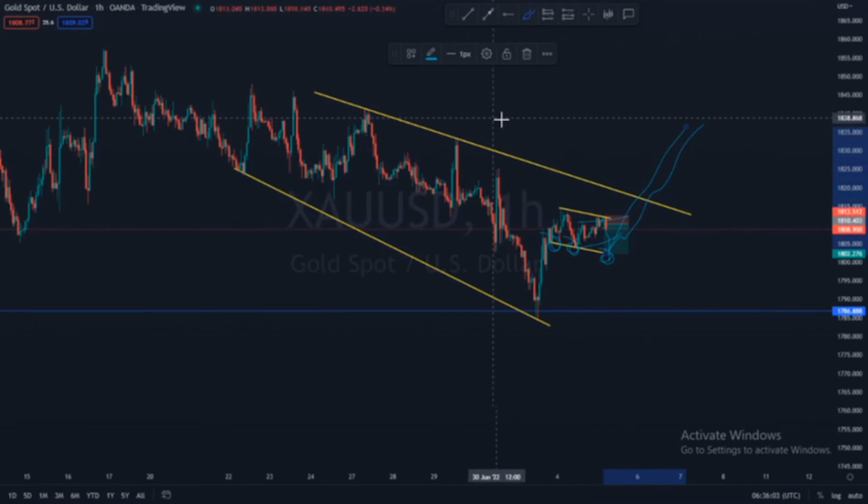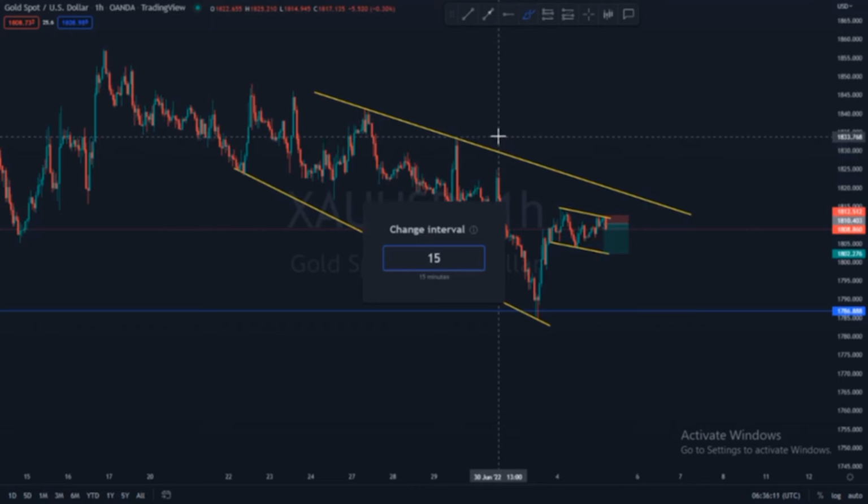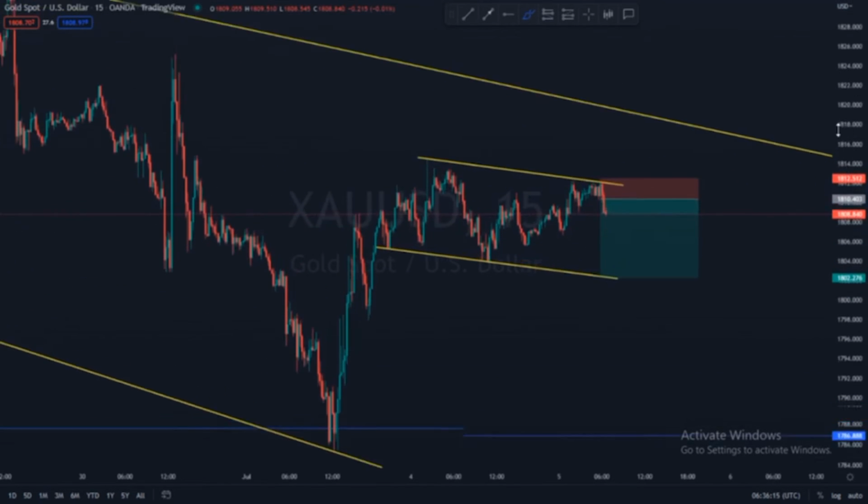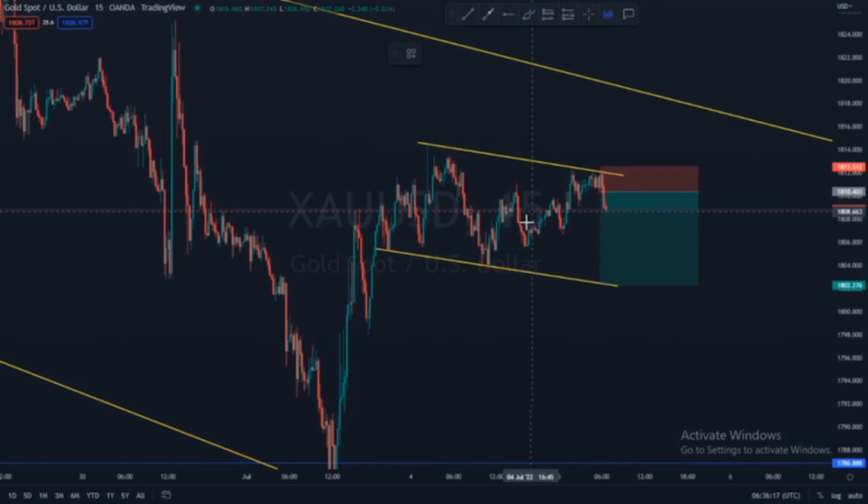Okay, so we are really looking for a third touch confirmation here. So let's look on the M5. On the M5, we can see what I just talked about.